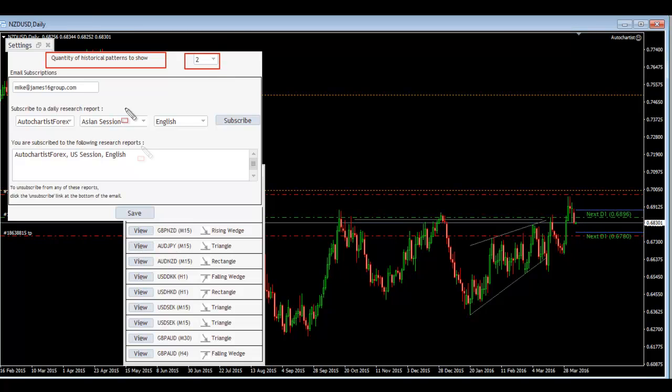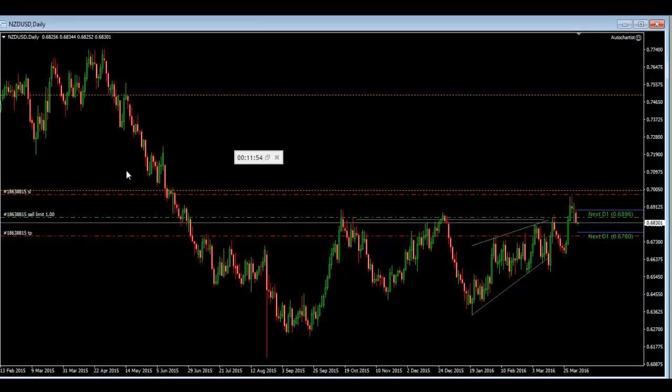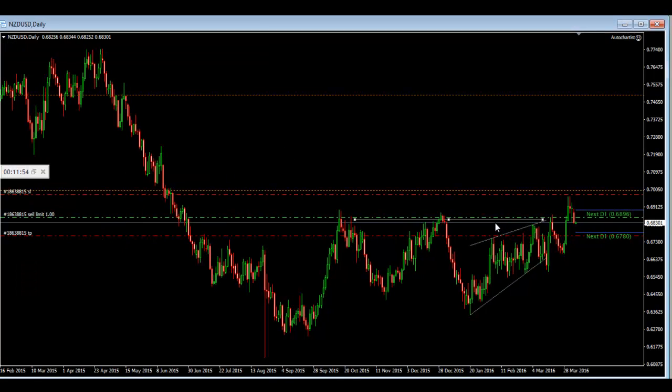So what I've done here is I've just shown a couple patterns. The reason is that we have this resistance pattern here that was previously marked by Autochartist. You can see that historical patterns are marked in gray. Here's our resistance pattern spotted by Autochartist, and you can even see a wedge pattern that was previously spotted here. Now, this one did exactly what Autochartist said it would do. It spotted it back here on the 14th of March, and it said price will likely drive towards this area, which it did.